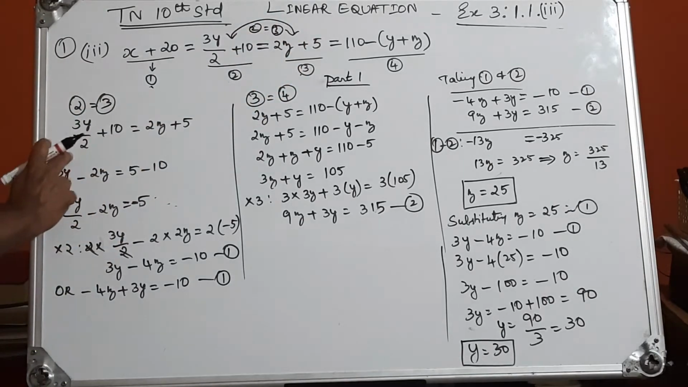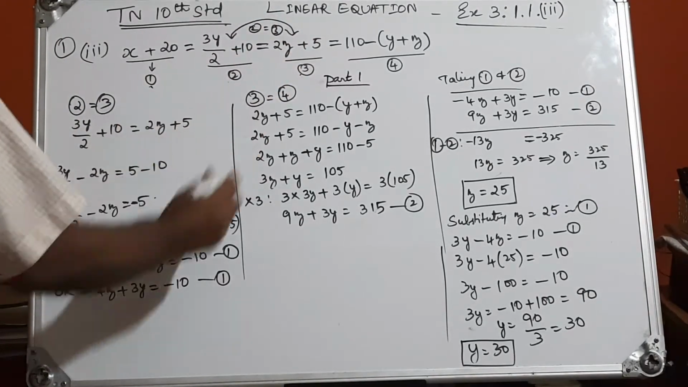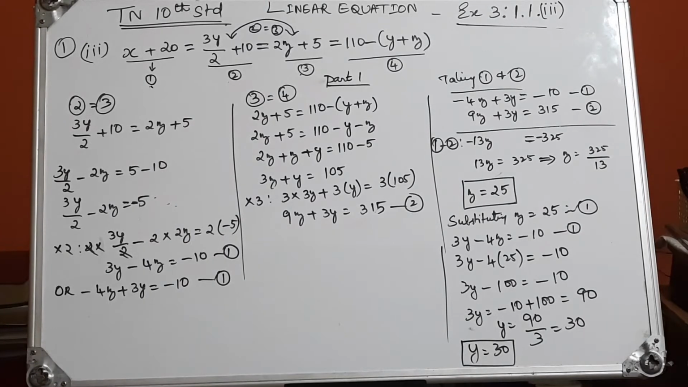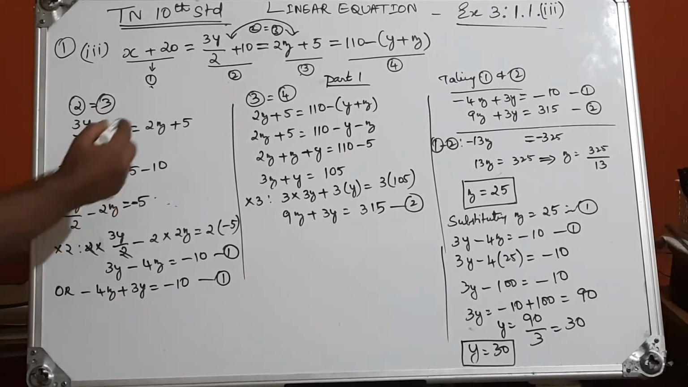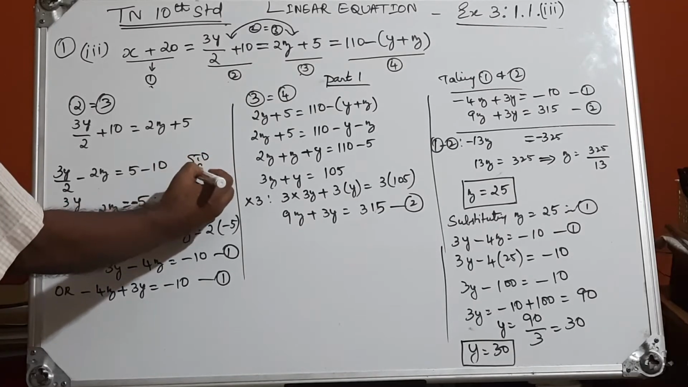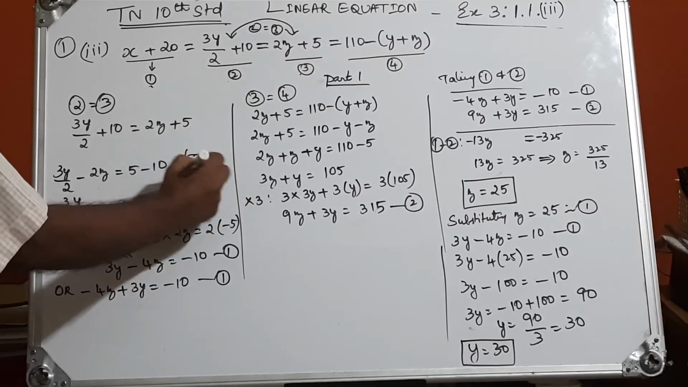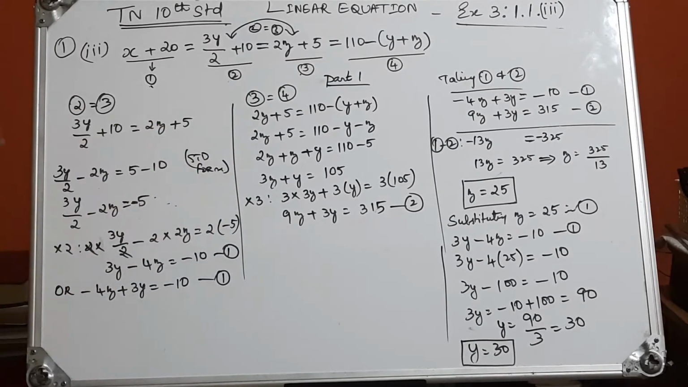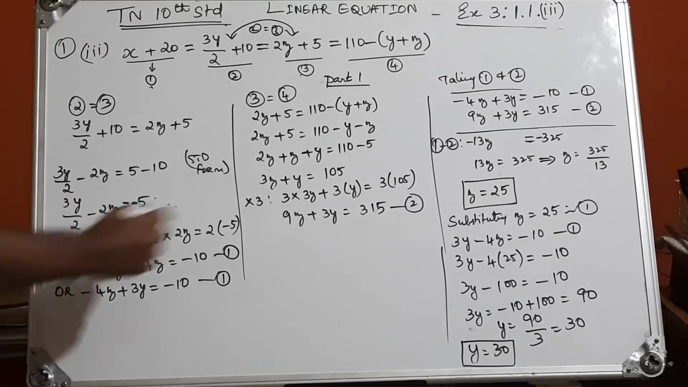So that's what you wrote, 3y by 2 plus 10 equal to 2z plus y. Now bring all unknown letters to one side. So this 2z will come this side. Okay, this is called standard form. This is called standard form generally, where we bring the unknown letters y and z and numbers. So you get 3y by 2 minus 2z equal to minus y. Now to remove the 2, multiply by 2.